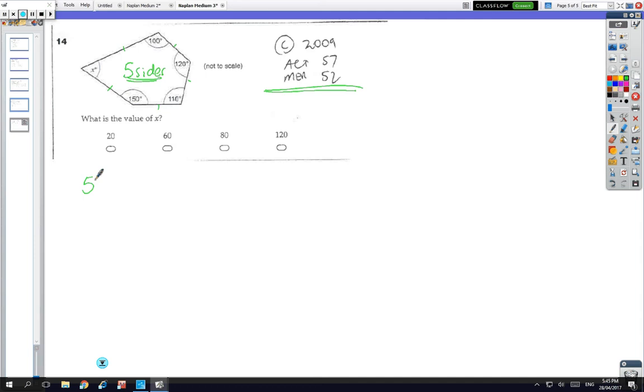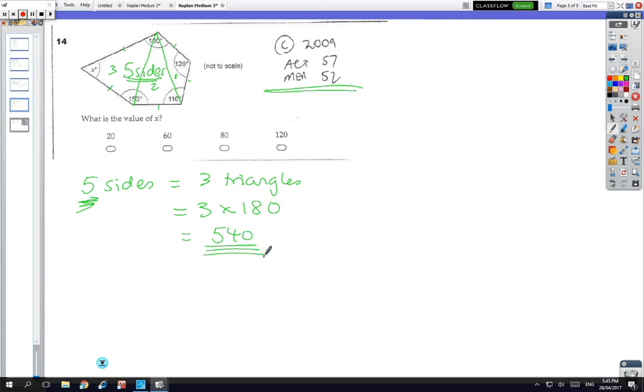Okay, if you've got 5 sides, you have 3 triangles. So for instance, if I draw lines this way, so I've got 1 triangle, 2 triangles, 3 triangles. So there's always 2 less triangles than the number of sides. Okay, and each triangle is 180 degrees, and that gives us 540 degrees for the total.